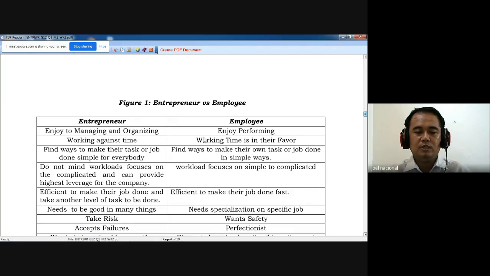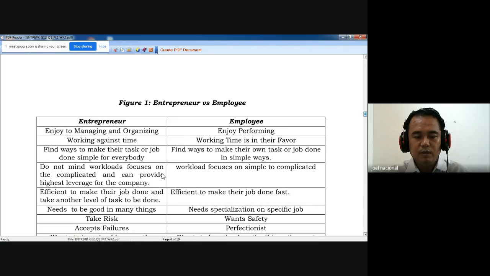So these are the differences between entrepreneur versus an employee. An entrepreneur enjoys managing and organizing. An employee enjoys performing. Entrepreneurs work against time, but employees work with time in their favor. Entrepreneurs find ways to make their task or job done simple for everybody. But for employees, they find ways to make their own task or job done in simple ways. Focus on themselves.